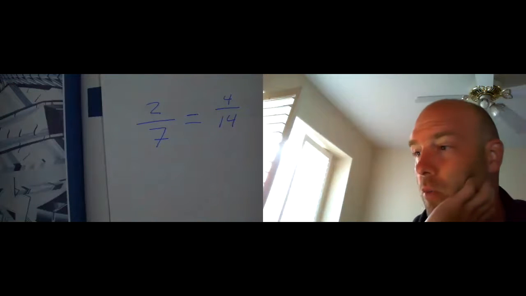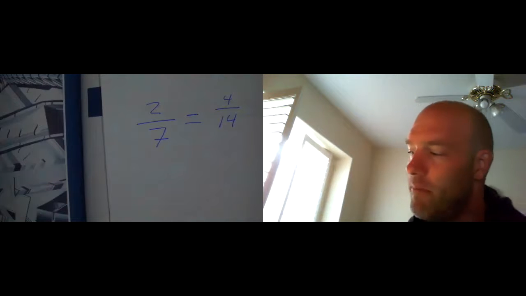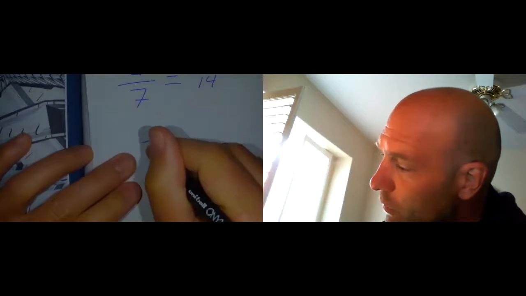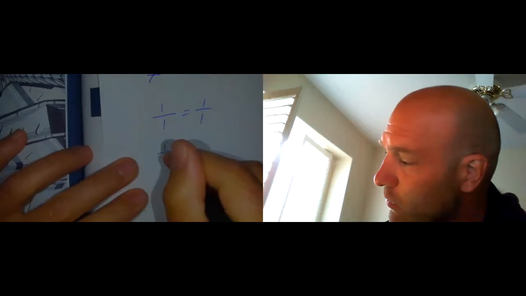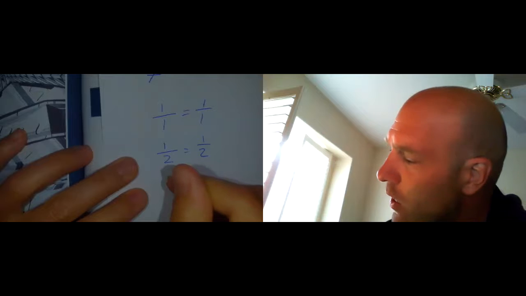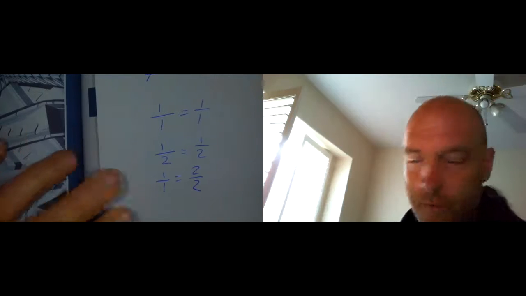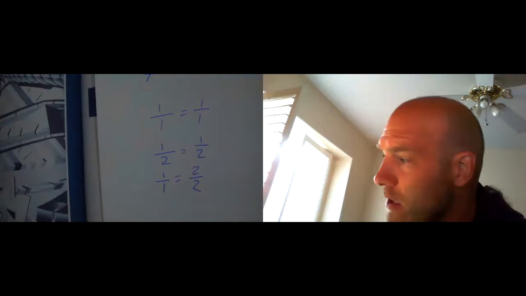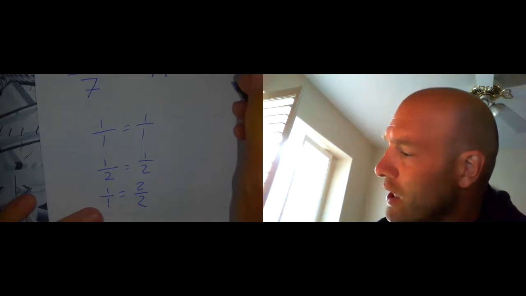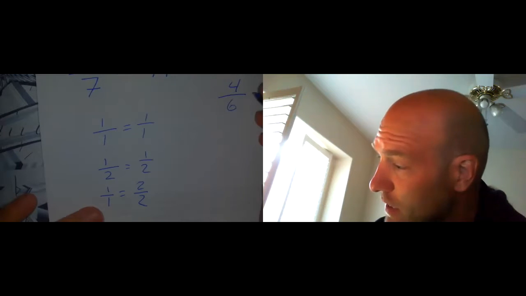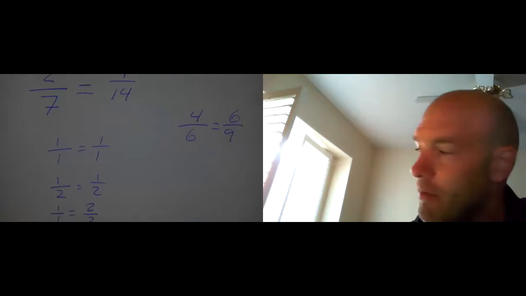A proportion requires there to be four numbers. It's tempting to say four different numbers, but they could all be the same. 1/1 equals 1/1. You could have different combinations of 1/2 equals 1/2, or 1/1 equals 2/2, of two different numbers. You could have three different numbers. I think we said 4/6 equals 6/9 as our class example.